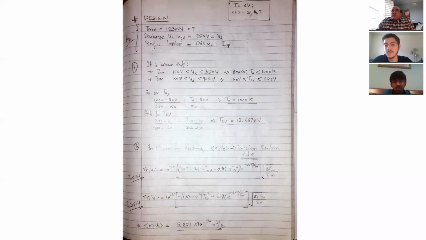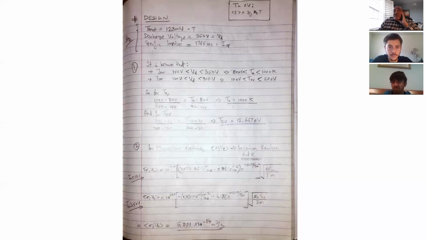As you can see, these 2 lines at the top are data from literature. The discharge voltage is basically the input voltage that you give. For a range of 150 to 350 volts, the atom temperatures obtained are in the range of about 800 to 1000 Kelvin. And for a discharge voltage of about 150 to 900 volts, the electron temperatures are found to be 10 to 20 electron volts. So based on this data, we can interpolate.